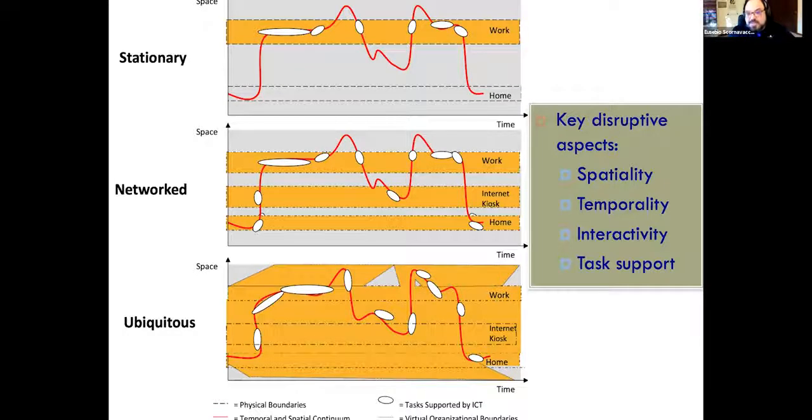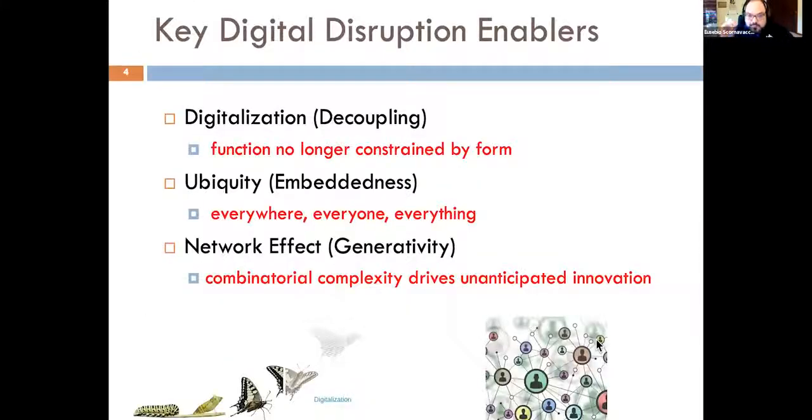So the real disruption that is happening here is in relation to time, space, interactivity, and the tasks that we're able to do with the support of ICT. Now, there are a few things that are enabling all this disruption that we are experiencing. The first one is digitalization, the idea that function is no longer constrained by form. You create a number of digital artifacts that may complement physical artifacts into cyber-physical systems, but at the same time you have a number of systems and product services that are fully digital.